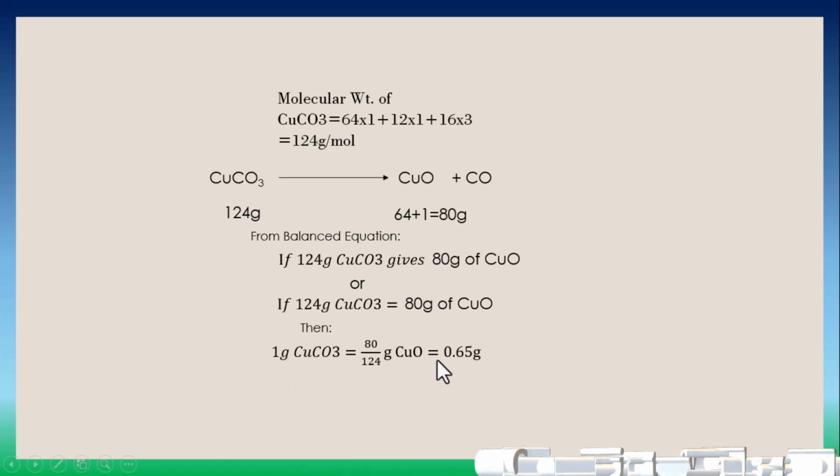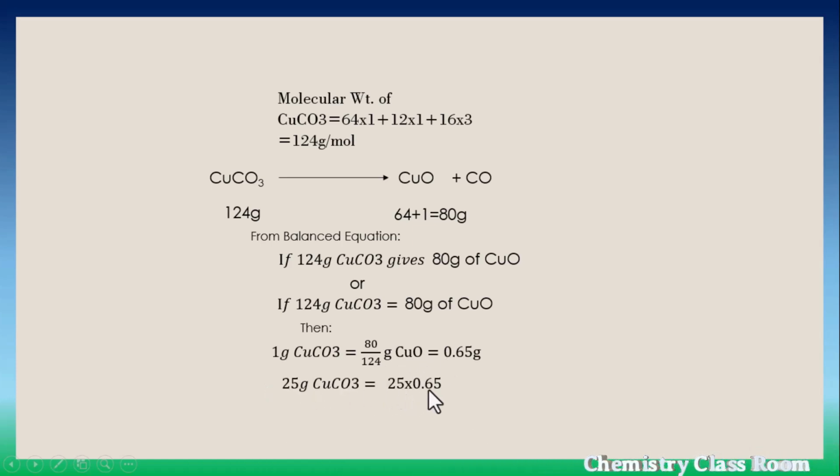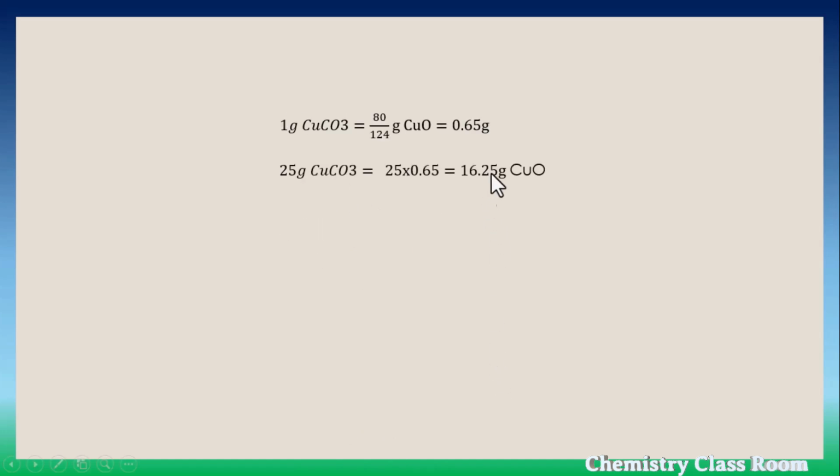So simply we will have to multiply 25 with 0.65 and we will get the theoretical yield is 16.25 gram of copper oxide. So copper oxide that the balanced chemical equation gives us is 16.25 gram. So 16.25 gram of copper oxide is actually the theoretical yield that we have calculated using balanced chemical equation.